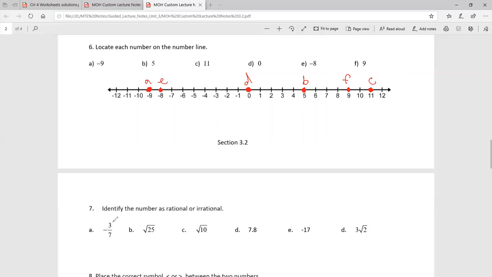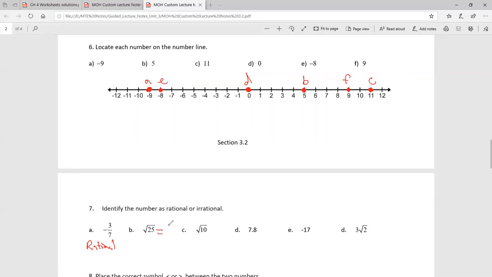-3/7, well, this is a fraction, which means it's rational. Remember, rational numbers are fractions or decimals, but as decimals, they terminate or repeat. For problem B, now this is a square root, and this is where we said if you can take it, it's rational. If you can't, it's irrational.